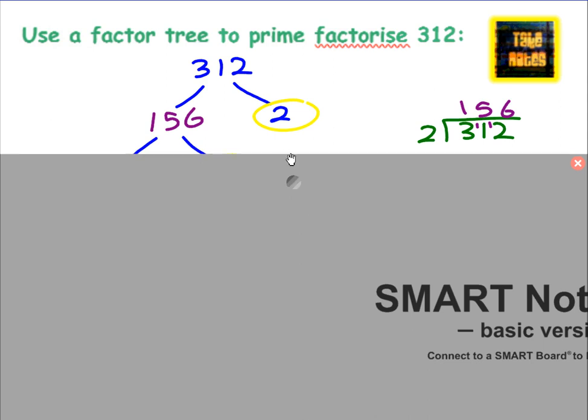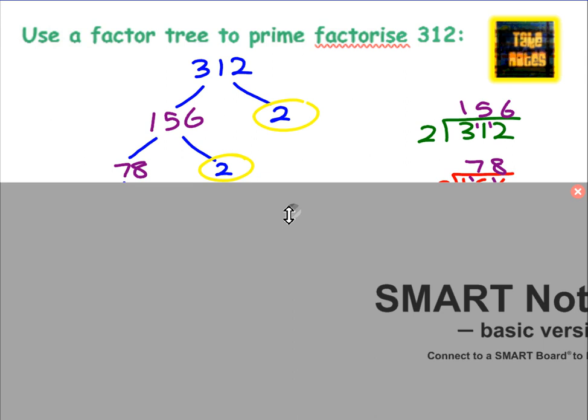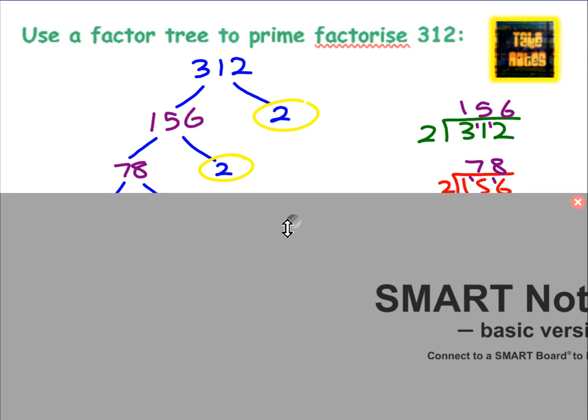Okay, so 2's prime, so I circle it, done. All I've got to do is split this one. Now notice it's an even number again. It might be something else as well. It's also a multiple of 3, but I tend to find, again, dividing by 2 is really easy. And 2 is prime, so it means you can circle another branch. It turns out 2 times 78 is 156.